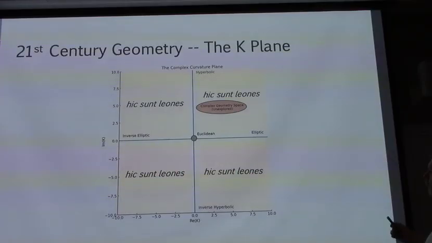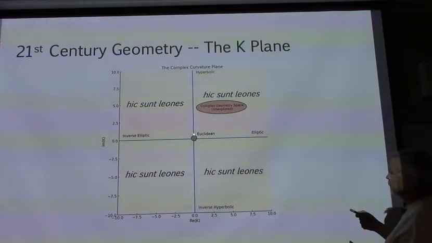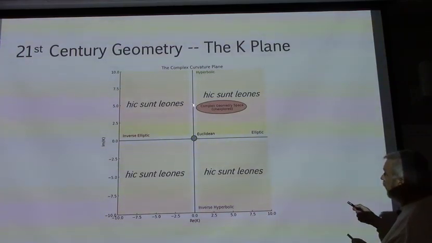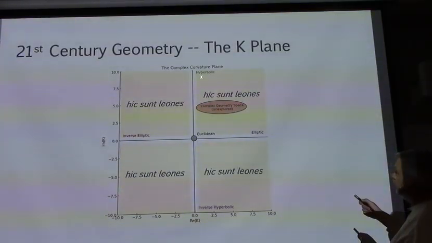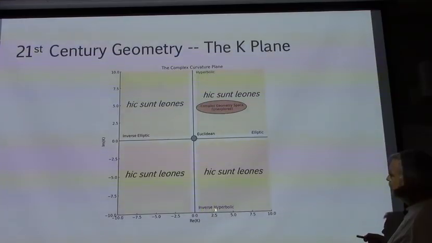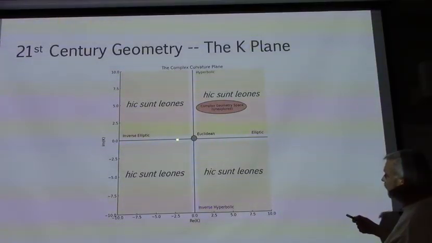So this is where we were before. Those of us who studied elementary school geometry, that's Euclidean, that's the flat plane. If your k squared happens to fall on the y-axis, you're in hyperbolic space, or you're in inverse hyperbolic space. You've done a Möbius transformation. If you're on the real axis, you're in elliptic space, or you're in inverse elliptic space.